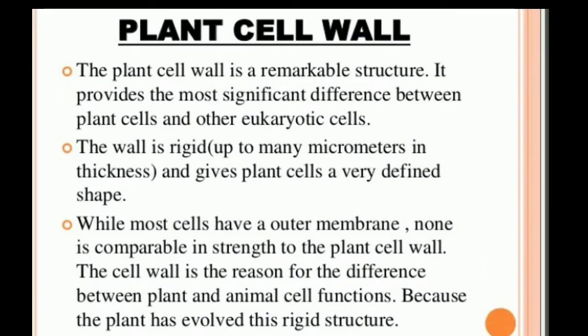Plant cell wall. The plant cell wall is a remarkable structure. It provides the most significant difference between plant cells and other eukaryotic cells. The wall is rigid, up to many micrometers in thickness, and gives plant cells a very defined shape. While most cells have an outer membrane, none is comparable in strength to the plant cell wall. The cell wall is the reason for the difference between plant and animal cell functions, because the plant has evolved this rigid structure.